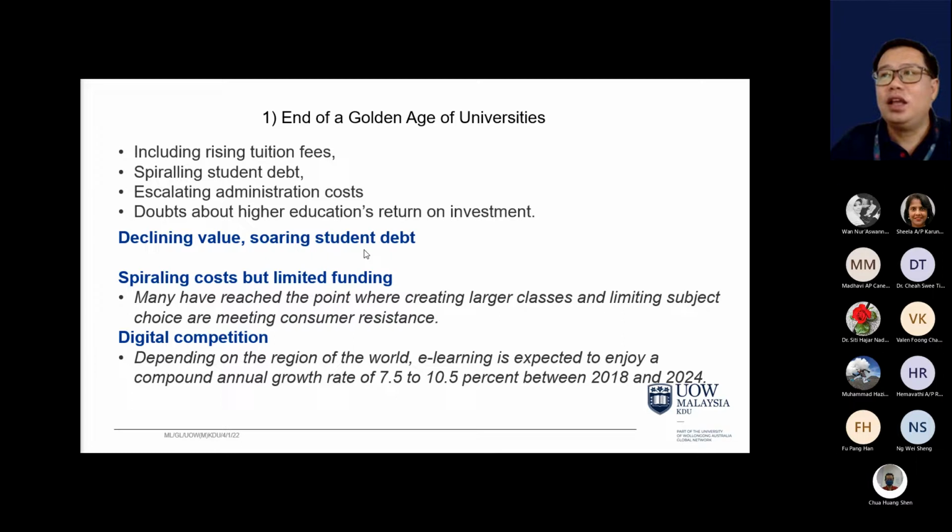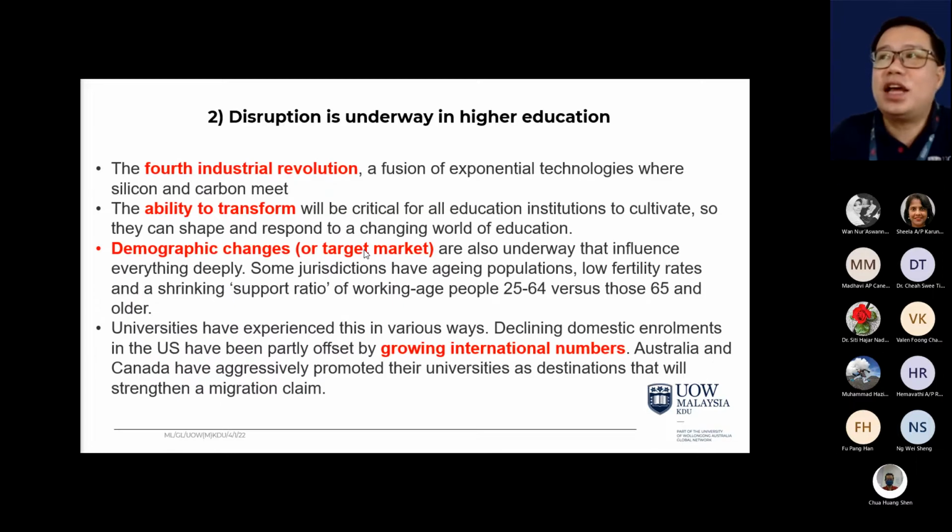Okay. Two, disruption is underway in higher education. For us, there's a big disruption. The fourth industrial revolution, all right, that's what I explained to you. So that is really, really impacting us. The ability to transform will be critical for all education institutions to cultivate so they can shape and respond to a changing world of education.